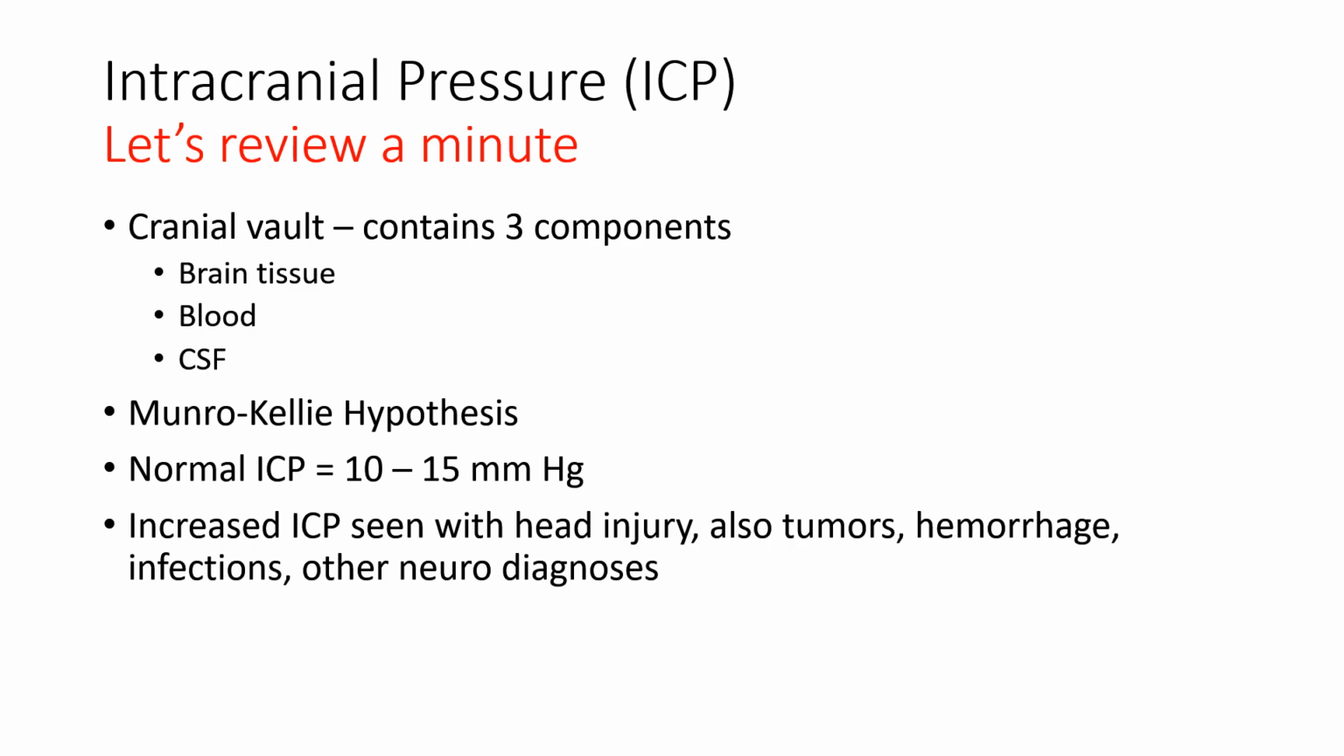Now, the Monro-Kellie hypothesis says that because of the limited space for expansion within the skull, a rigid box, an increase in any one of these three components causes a change in the others. So things like bleeding, edema, overdilated blood vessels, and tumors are going to occupy space and affect the balance of these three components within the skull.